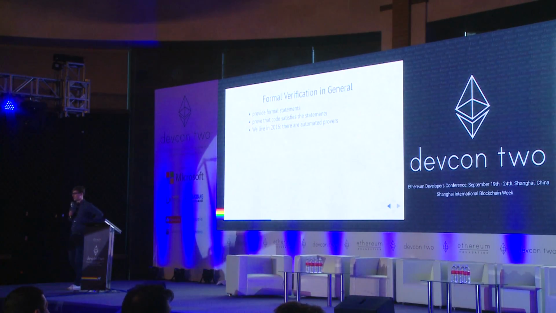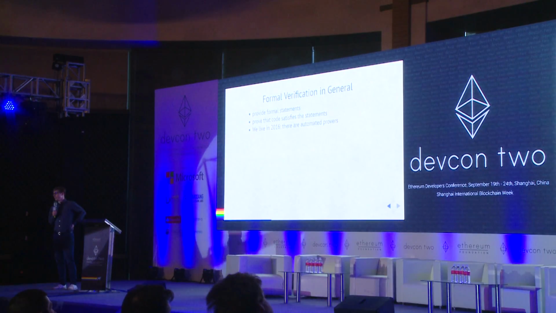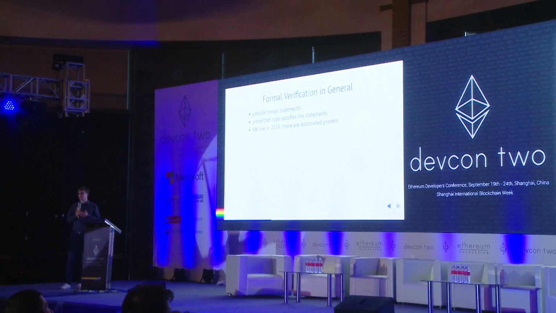So how does it work in general? You provide formal, mathematical statements about the behavior of a contract, and then you use mathematical proofs to show that the code satisfies these statements. You can do that manually, but since we live in 2016, there are of course automated provers to help you find the mathematical proofs.